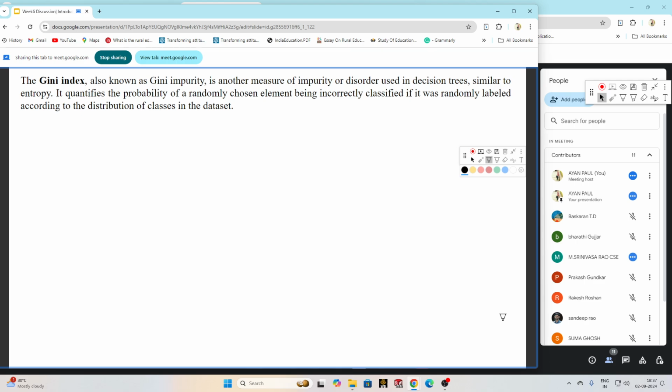We will be seeing another index for this splitting purpose, that is the Gini index. In the earlier slide we talked about information gain. Now we will talk about the Gini index. Gini index or Gini impurity is another measure of impurity or disorder used in the decision tree, very much similar to entropy. It quantifies the probability of a randomly chosen element being incorrectly classified if it was randomly labeled according to the distribution of classes in the data set.